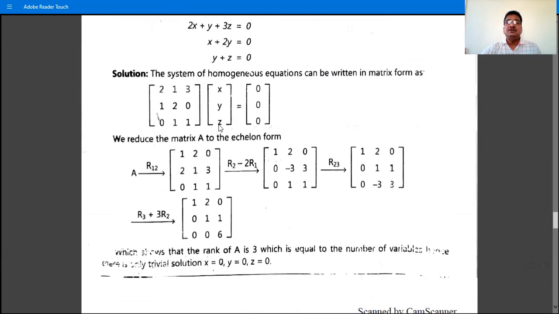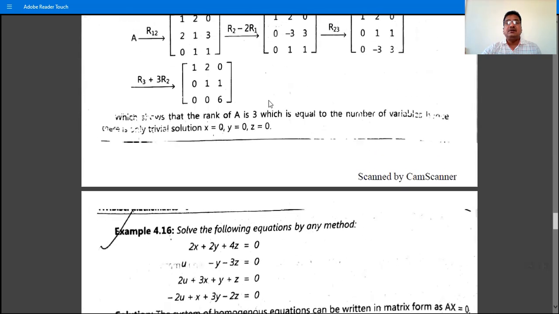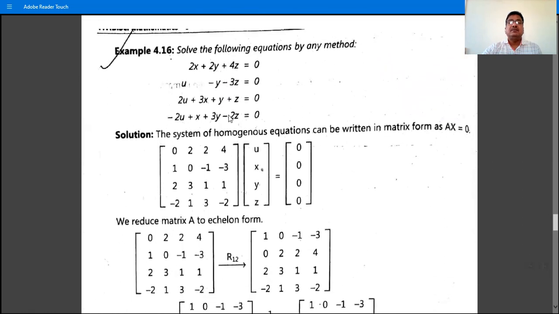So the homogeneous system is always consistent. So no need to write the rank of A and rank of AB. Both are always the same. So next example.